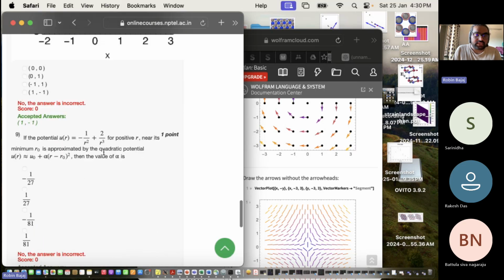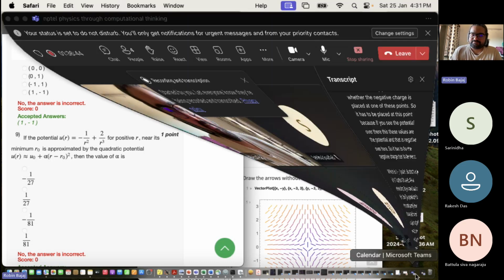Okay, this is interesting. You have U of r as this. Now, if you approximate it as the quadratic potential, what is the value of alpha? How would you analytically do this? Anyone? If you have U of r in this form and you want this value of alpha, how would you analytically do this? Speak up.